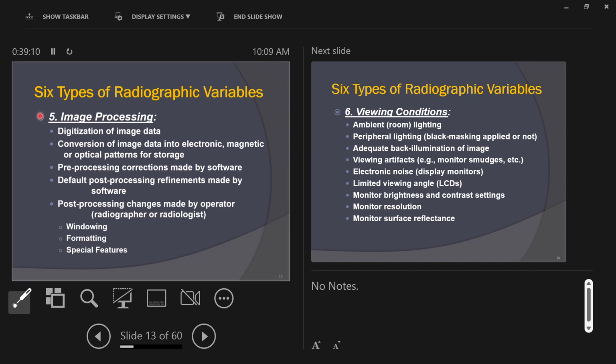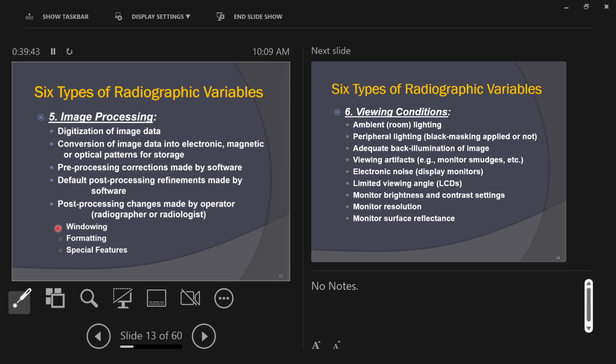Okay, so just to give you some variables: how the image is digitized, how the image is taken from raw X-ray beam data and an image is produced. That changes with different systems, how that's converted from image data into electronic, magnetic, or optical patterns for storage. Pre-processing corrections are made by software. Notice this is all done with software or operator changes.